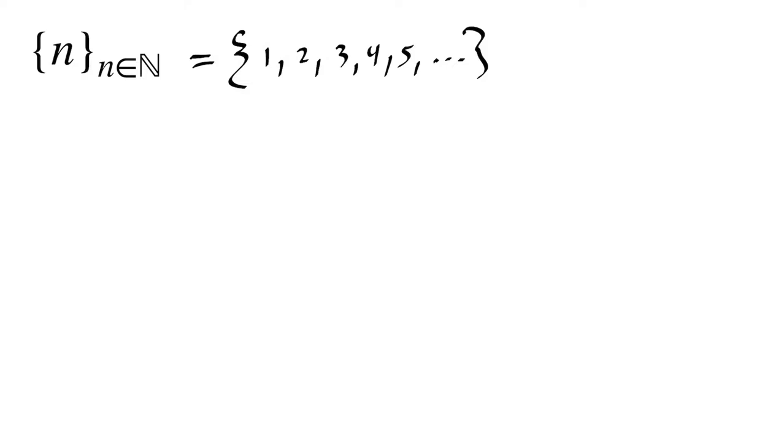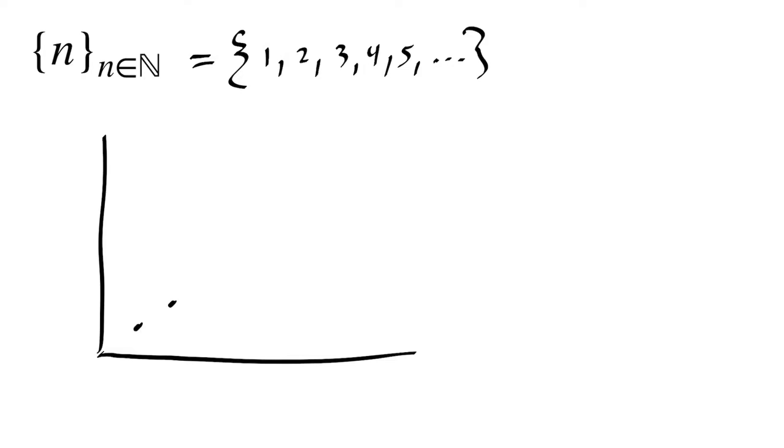If I were to think of this as a graph, this is a graph that's pretty familiar to you all. It's just a collection of dots moving in the positive direction. So 1 is 1, 2 is 2, 3 is 3, 4 is 4. Okay, hopefully this makes a little bit of sense.